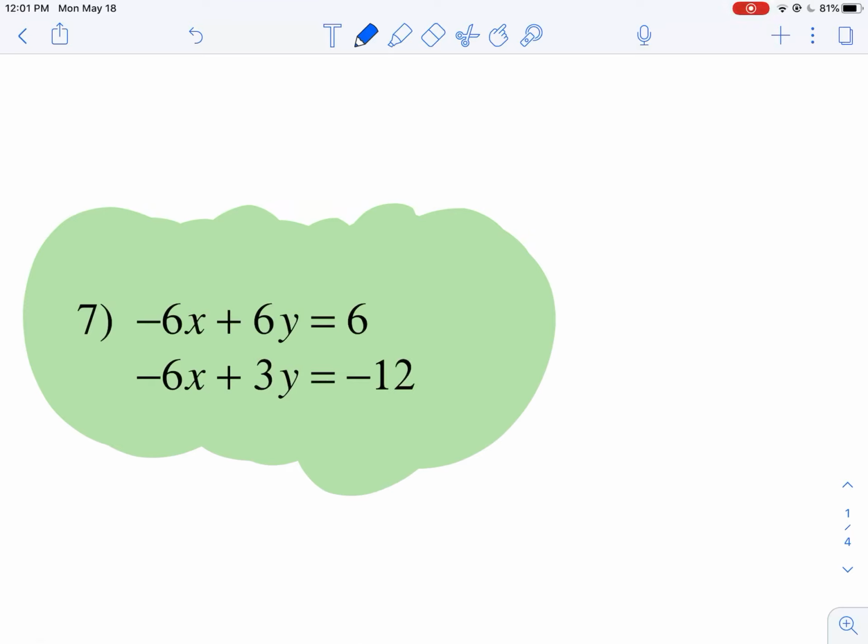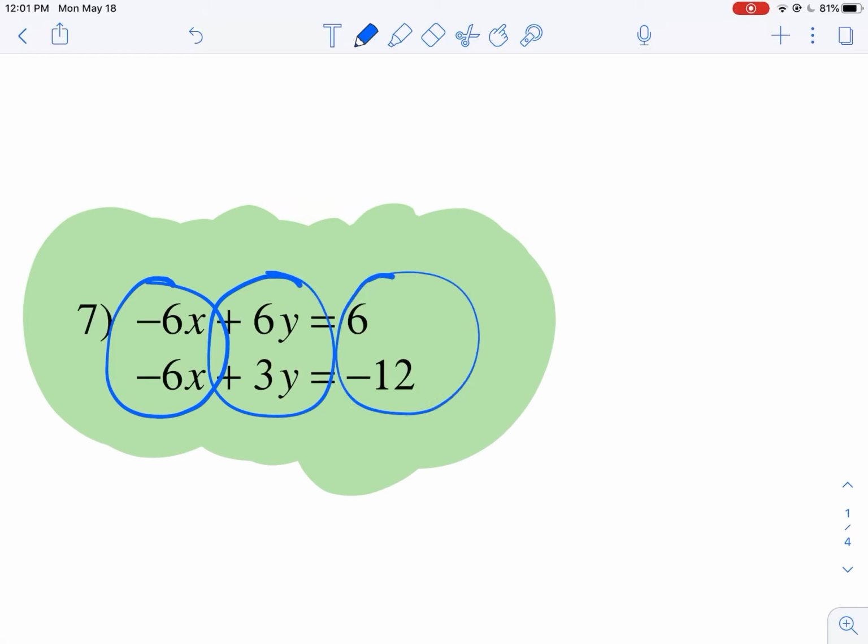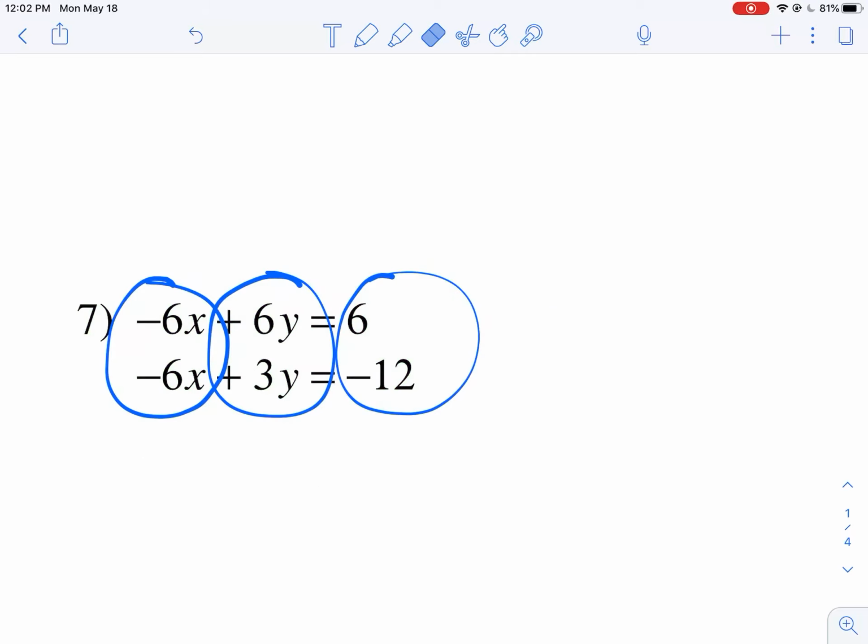Okay, we go with the first one here. We've got the same coefficients. So what am I going to do this time? If I add these, that's not going to cancel it out. -6 plus -6 does not give me a positive answer, so it doesn't cancel them out. If I subtract everything, it's going to work. -6 minus -6. Minus a negative ends up being positive, right? These cancel out. I like that.